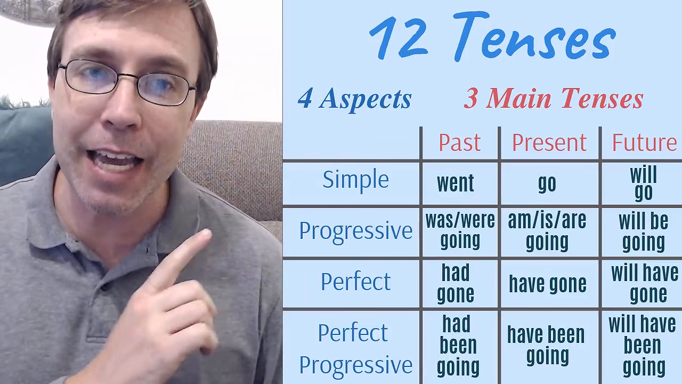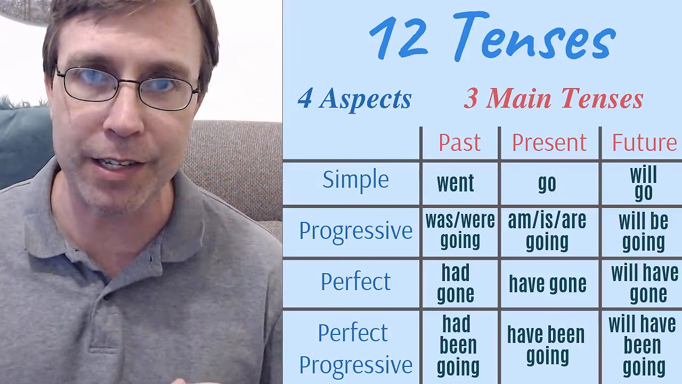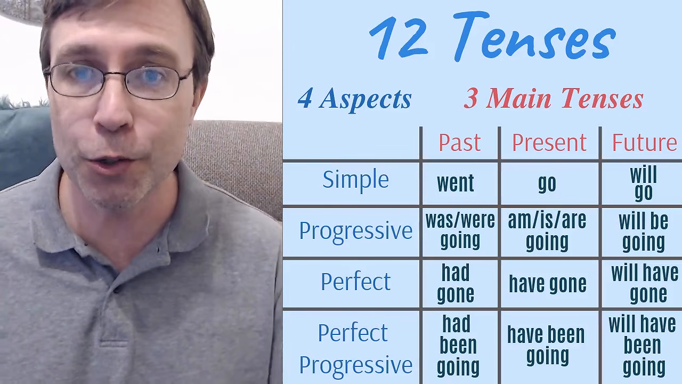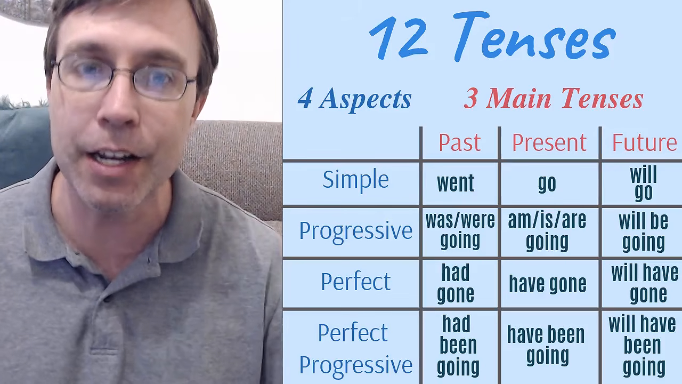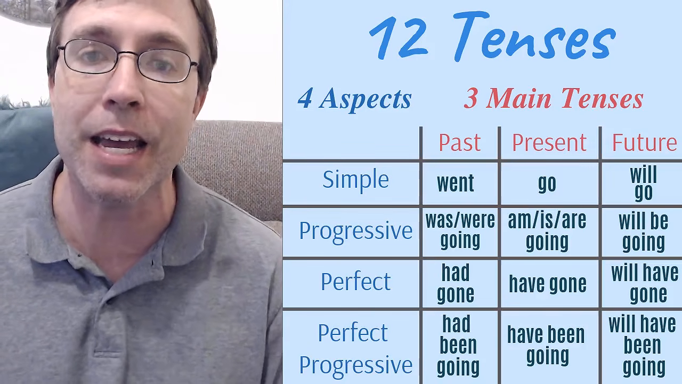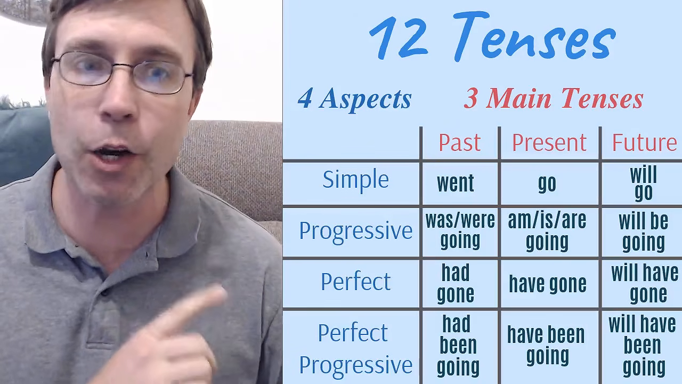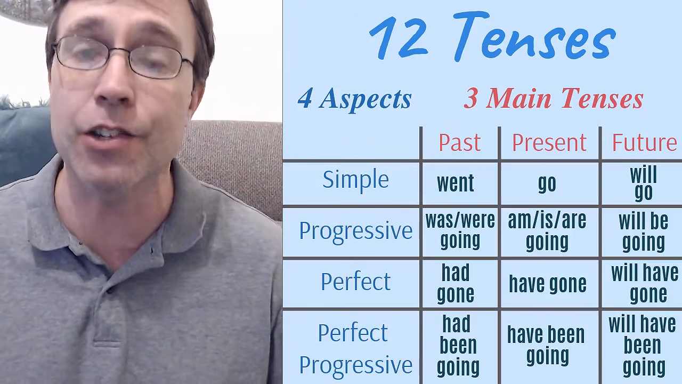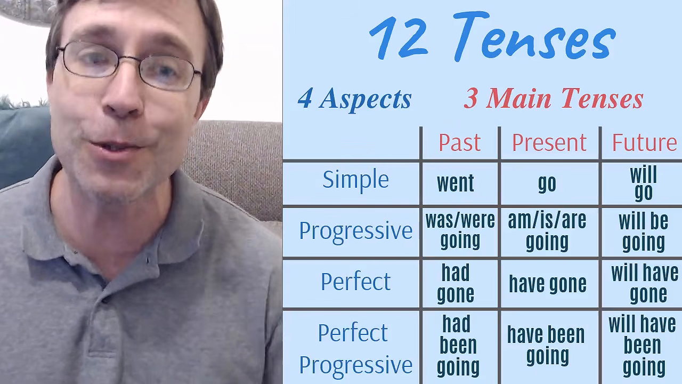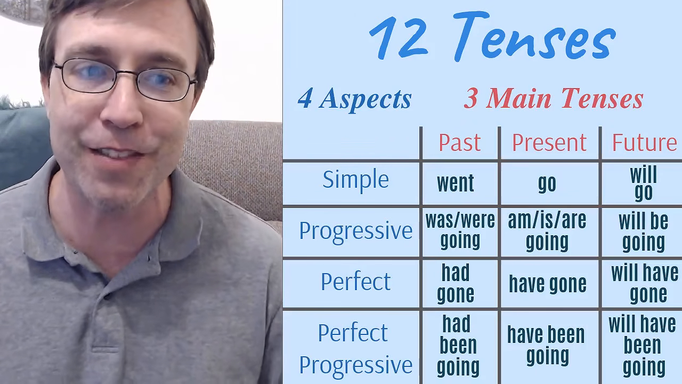Now, I gave you this just as a reference. I used the base verb go, to go, and I conjugated it using those 4 different aspects and those 3 main tenses. I'm not going to go over this chart with you. This is, again, just for you to look at and examine, because we are going to talk about each and every one of these verb tenses.